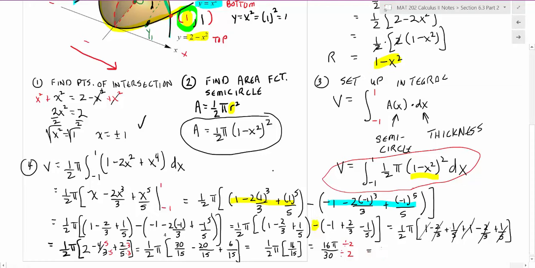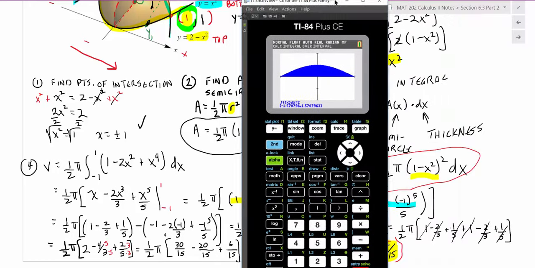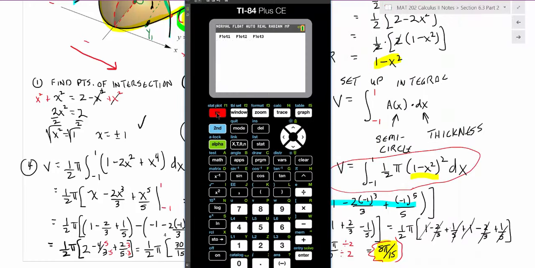A lot of work. So 8 pi over 15 should be the exact volume under that curve, assuming I've got all my arithmetic right. Now I'm going to pull up the calculator and double check the integral that I just did. I'm going to move this over to the side here. And what I'm going to be looking at is this integral right here.